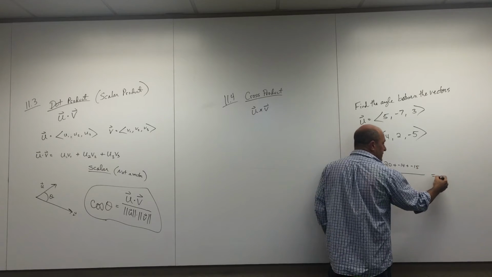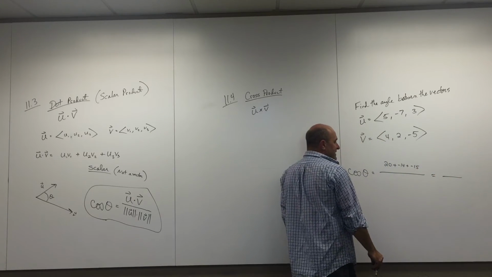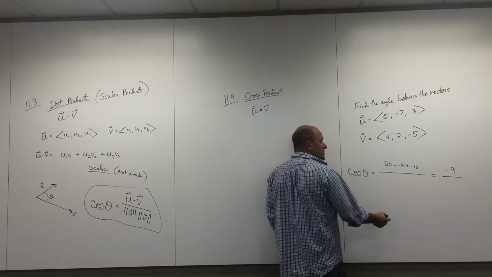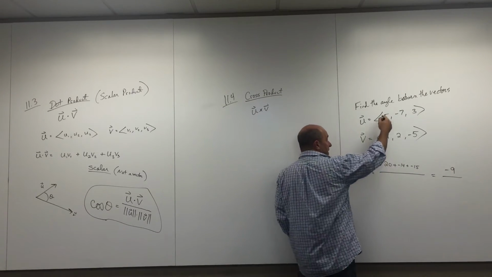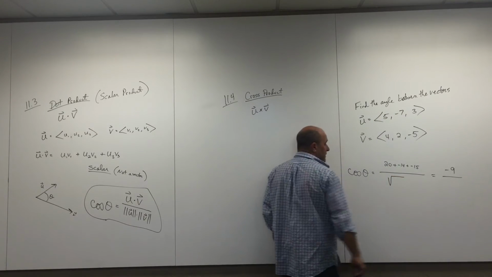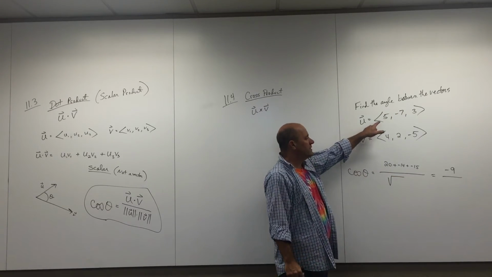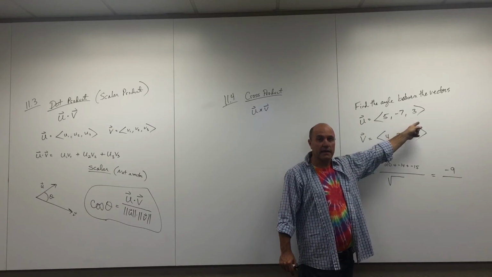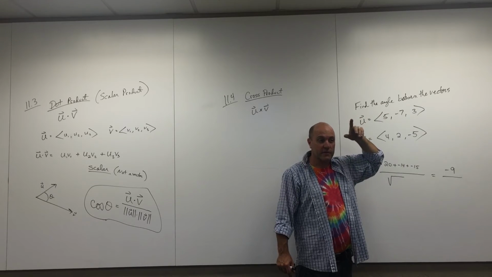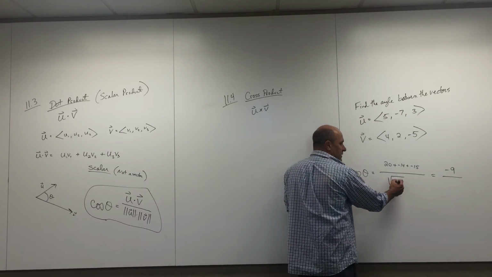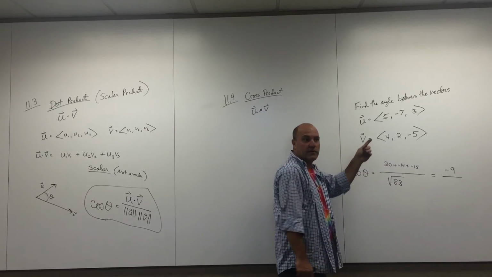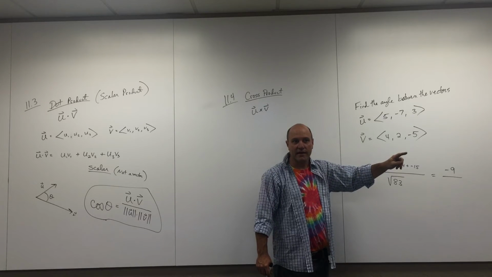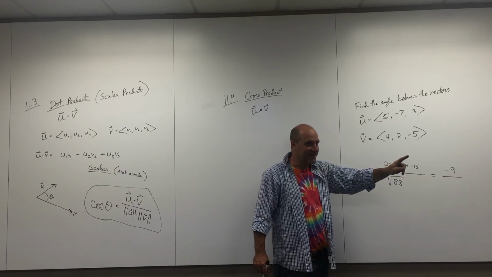Okay? Which, what is that, a -9? That's a -9. Over the magnitude of each of the vectors. So now I need the magnitude of u. The magnitude of u is probably the square root of something. The magnitude of u is, oh boy, 25, 49, and 9. 83. Square root of 83. That's the magnitude of u. 25, 49, and 9 added together, square rooted. I like to do them in my head, but you gotta be careful.